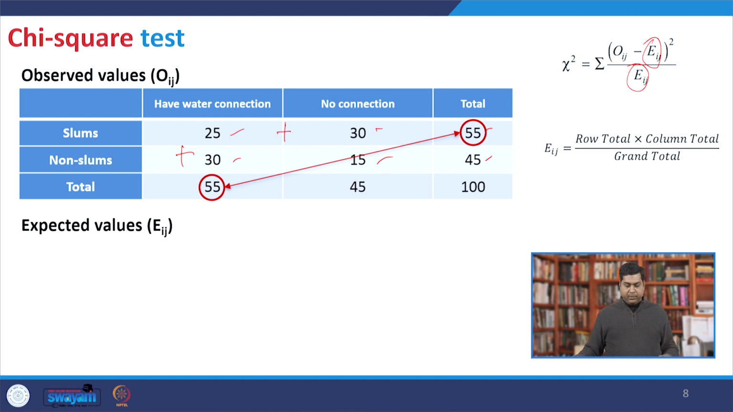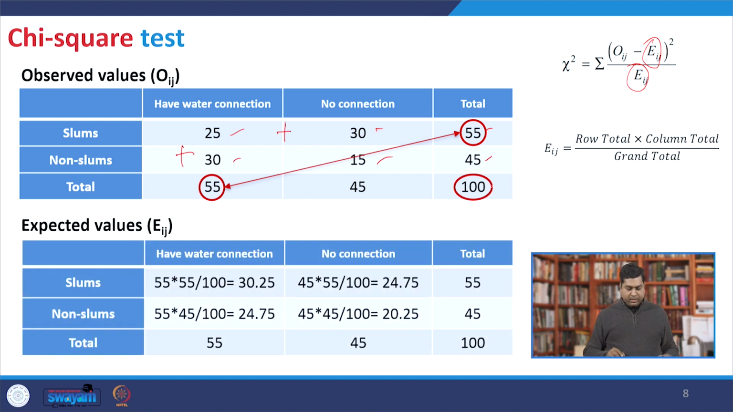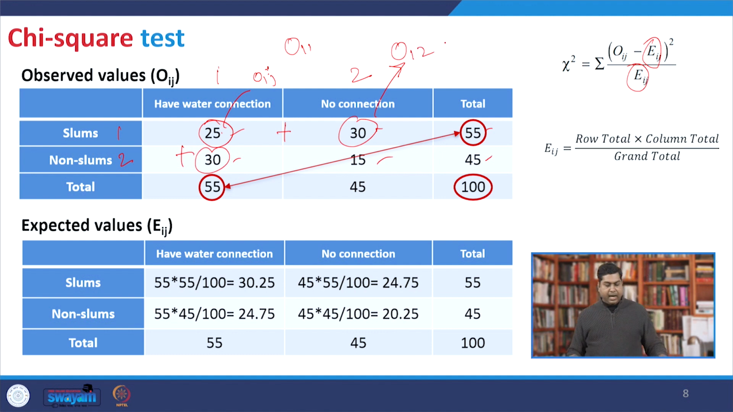So now if you try to find out the Eij for the corresponding cell, let us understand how to do it. This is the grand total. Now the corresponding value is nothing but the Oij value. So these are all Oij, where i and j refer to the row and column. For example, this is 1, this is 2, this is 1, this is 2. So this cell is referred to as O11, this cell is O12, like that. Now Eij, or E11, will be 55 times 55 divided by 100. So this is the figure.